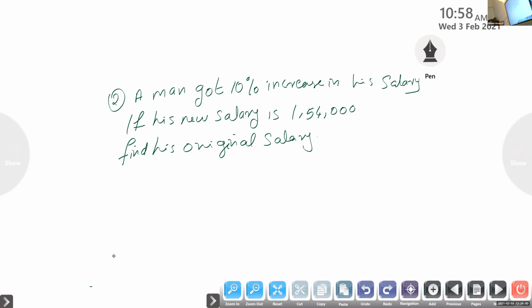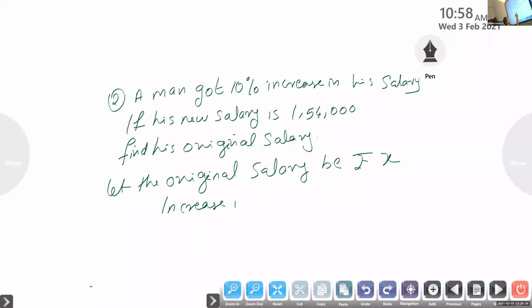Okay, let the original salary be rupees X. Let us take the original salary before increase. Increase in salary is 10%, that is X into 10%, that is x by 10 is the increase in salary. Original salary is x. Increase in salary is x by 10.